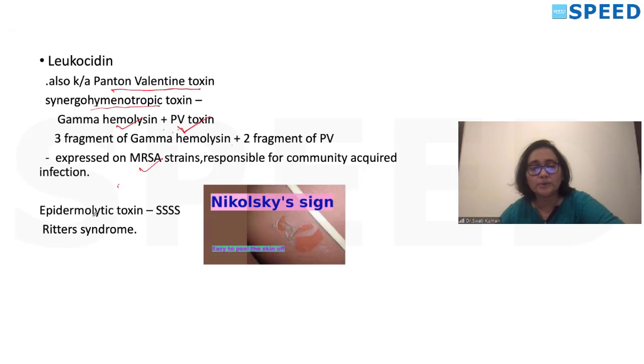Then epidermolytic toxin, which is responsible for staphylococcal scalded skin syndrome. So what happens in this syndrome? The skin peels off very easily. That sign is called Nikolsky sign. You can see in the picture how the skin is peeling. And when it is seen in the pediatric age group and children, it is called Ritter syndrome.